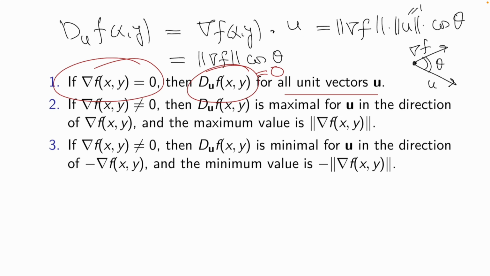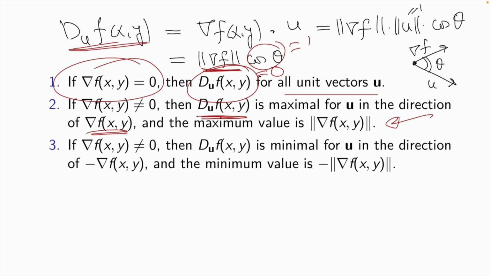Also, the second property tells us that if the gradient is not 0, it's not the vector 0, then the directional derivative is going to be maximal for what direction? For the direction of the gradient, as we said before, when the cosine is equal to 1. And moreover, when this is equal to 1, the directional derivative will be just equal to the norm of the gradient.